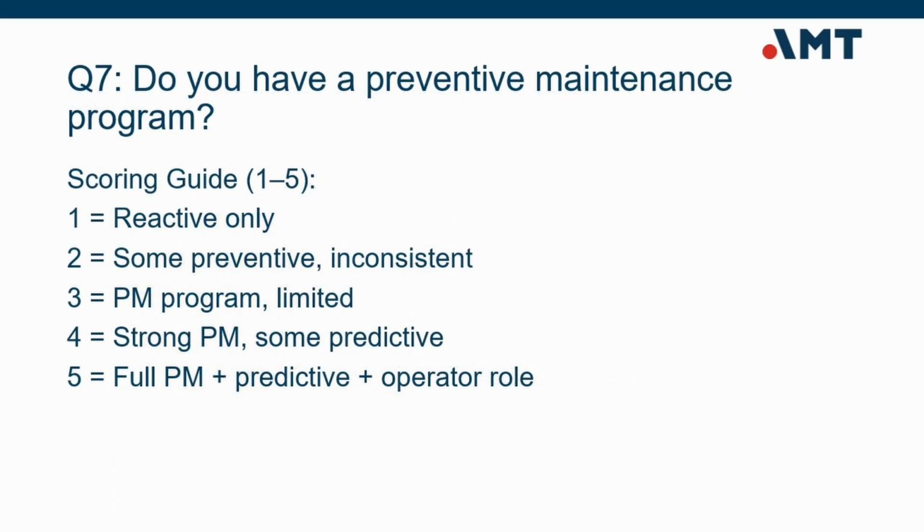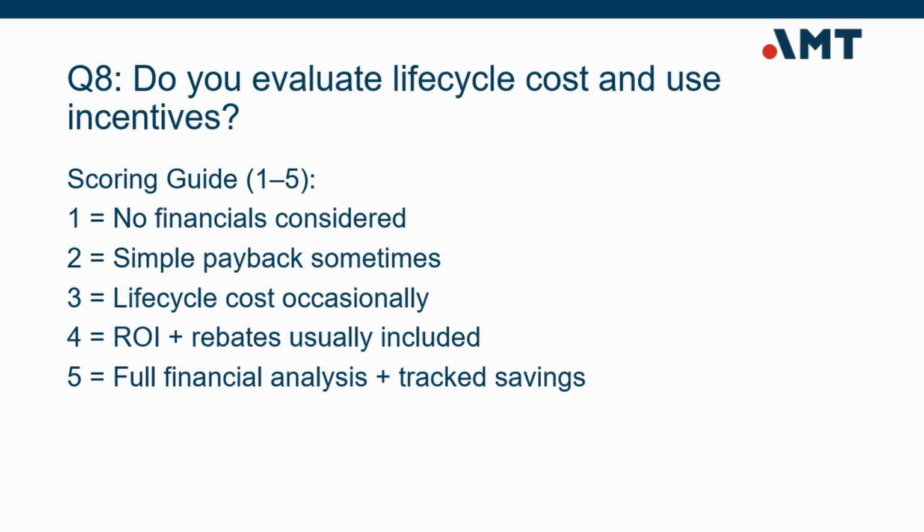Let's answer this question. Do you have a preventive maintenance program? A reactive maintenance approach leads to unexpected downtime, higher energy cost, and equipment degradation. Preventive maintenance improves filter condition, dryer performance, control reliability, and compressor efficiency. Predictive maintenance adds additional value by detecting issues early. Now score your maintenance program using this guide.